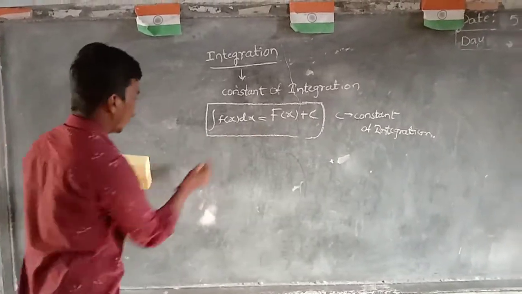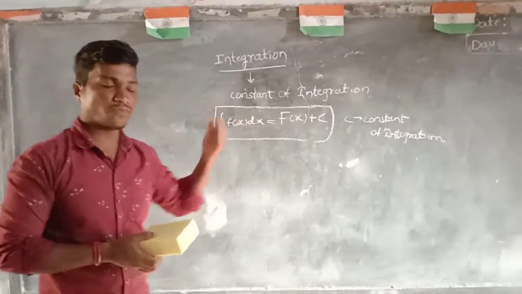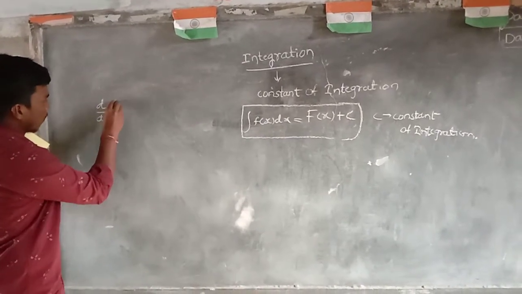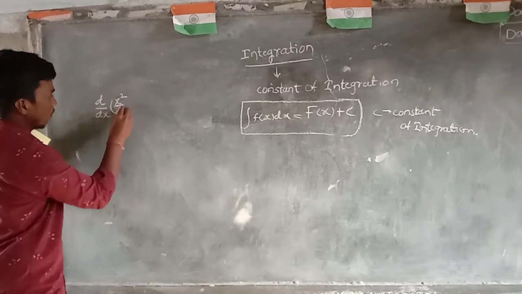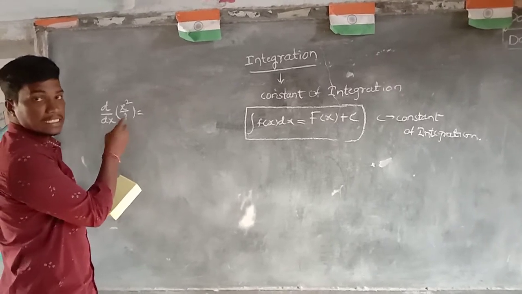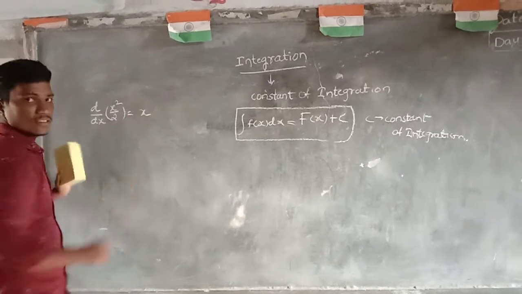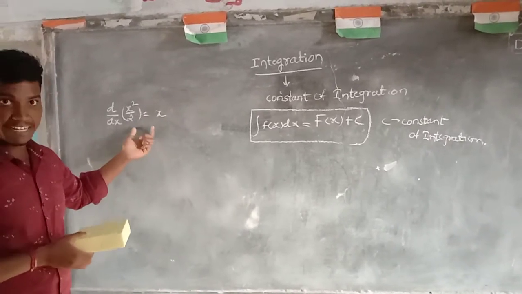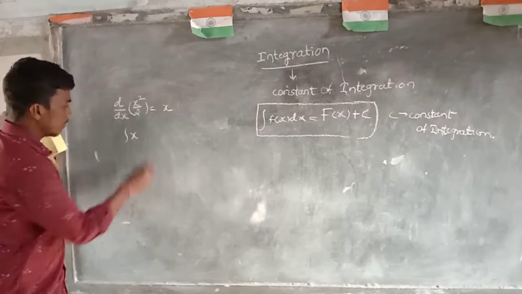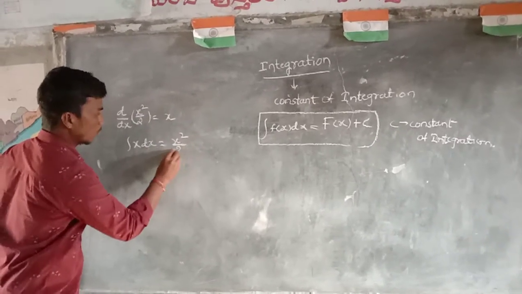Let us come back to the antiderivative formula. The derivative d by dx of x square by 2 is equal to x. So its antiderivative, that is its integration, integration of x dx is equal to x square by 2.